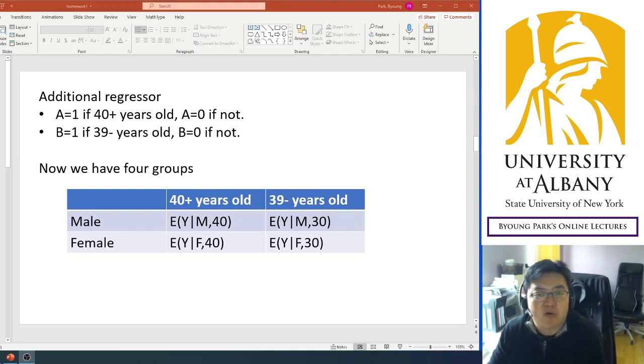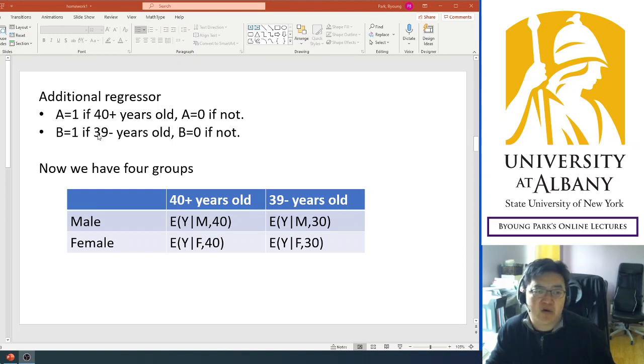Now, we are going to extend the regression model to have another regressor. Previously, we considered men and women. Now, consider a dummy variable for age. Simply, I will consider A as the individuals who are 40 years or older, and B is the group who are younger than 40 years old.